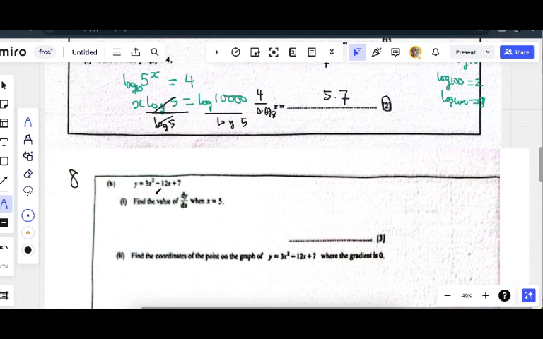Okay, you say y equals 3x squared minus 12x plus 7. Find the value of dy over dx when x is 5. This is differentiation. In our previous video we talked about differentiation briefly. First we differentiate this. I used a simple example in our previous video.